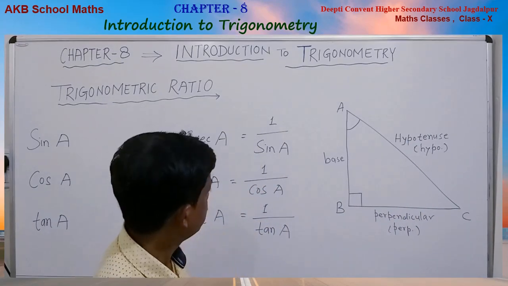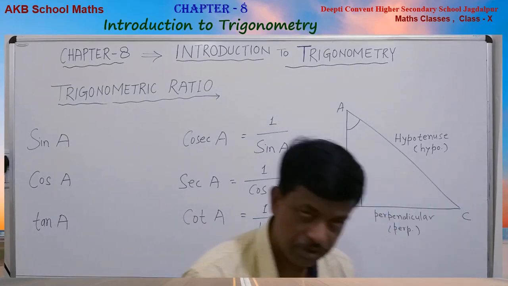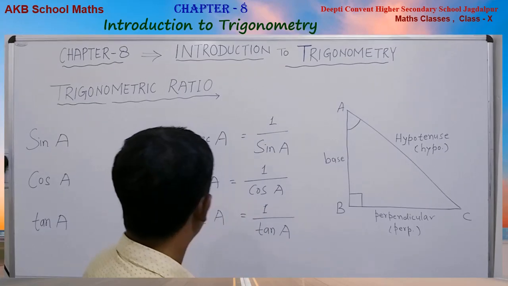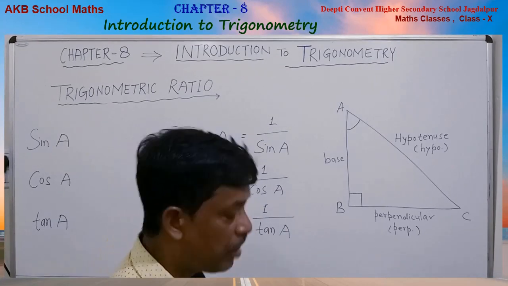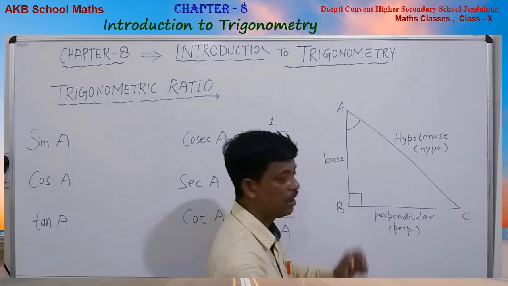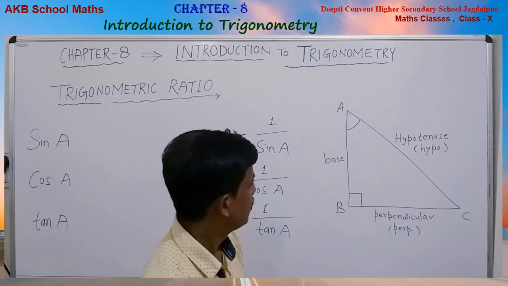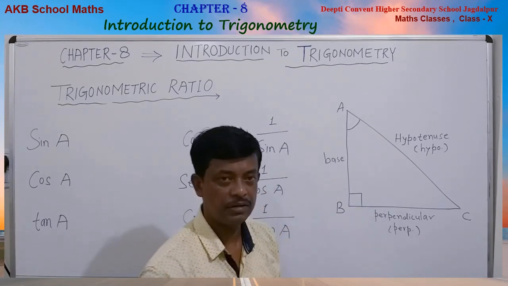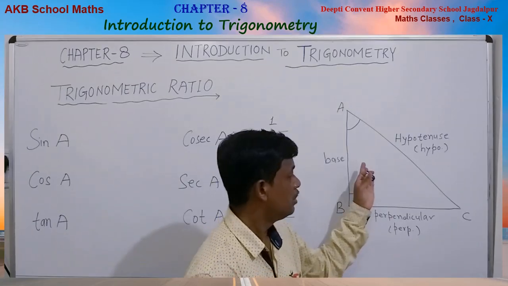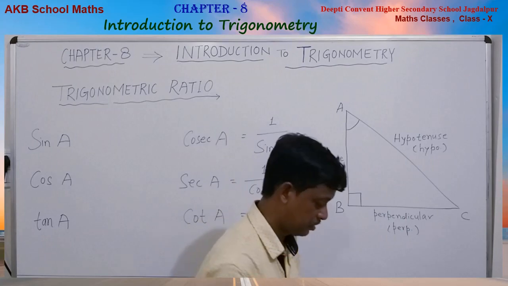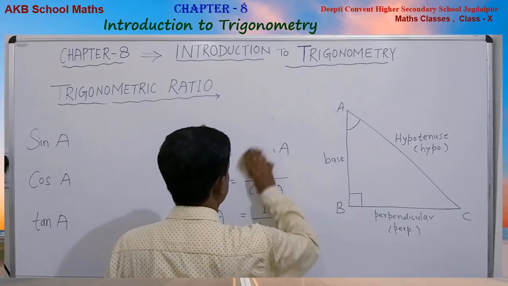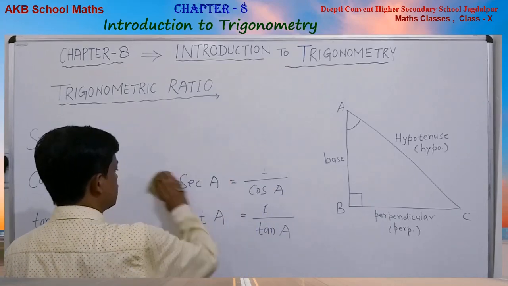Now, for solving questions of exercise 8.1, where we will be required to find the side of a triangle. Suppose two sides are given and one side has to be found. So if any two sides are given and the third side we have to find, then we can get the ratios. For that, we will use the Pythagoras theorem. You know the Pythagoras theorem, I think all of you know it from class 9.